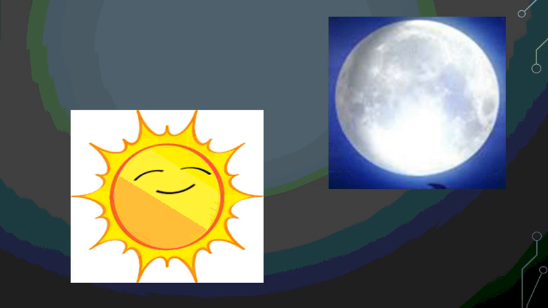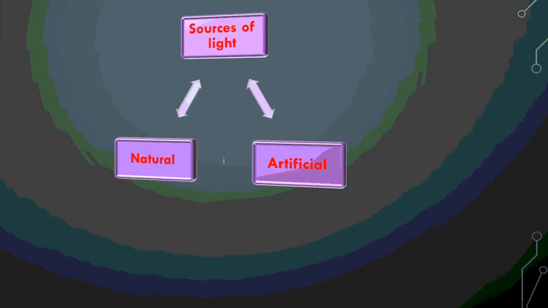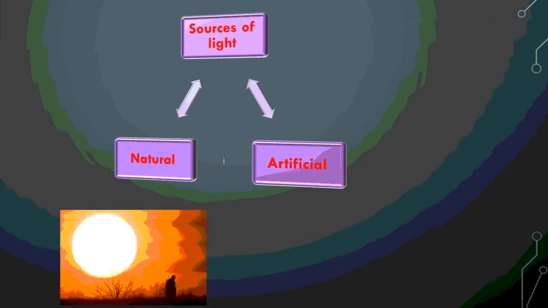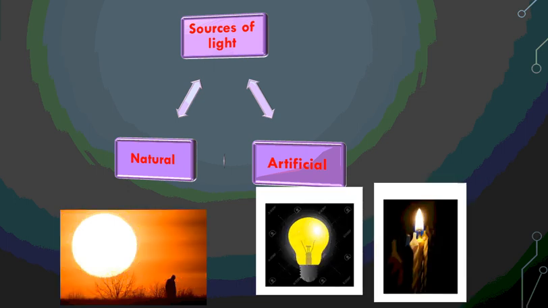Yes, candle, the lamp. So we have two sources of light. We have a natural source like the sun and an artificial source like what? The lamp and candle. Good.